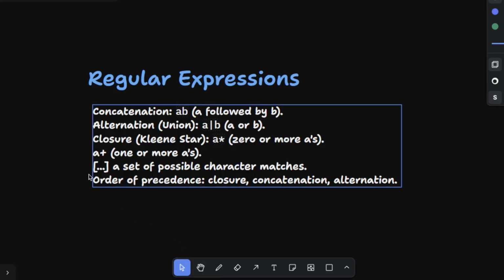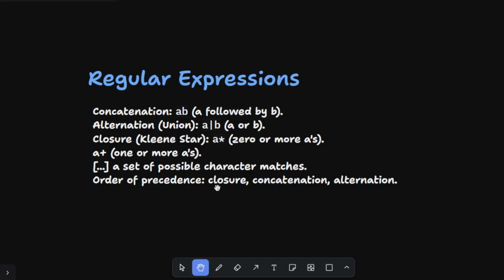And we also have brackets, which is a set of all possible character matches within the brackets, if that makes sense. And the order of precedence is obviously brackets first, and then closure, concatenation, and then alternation.